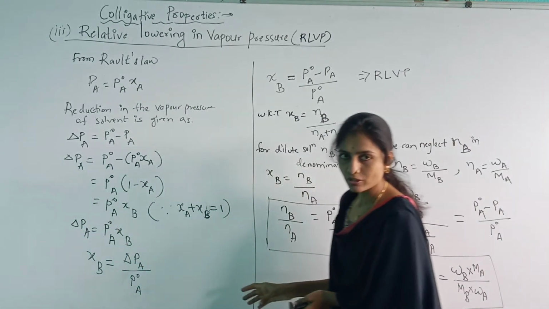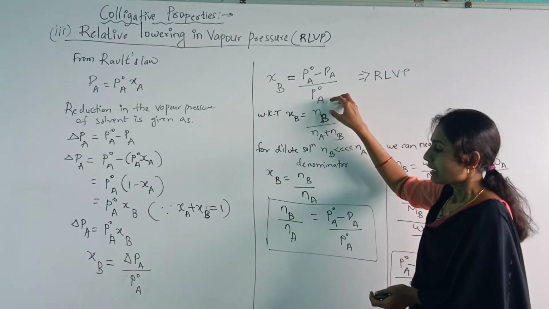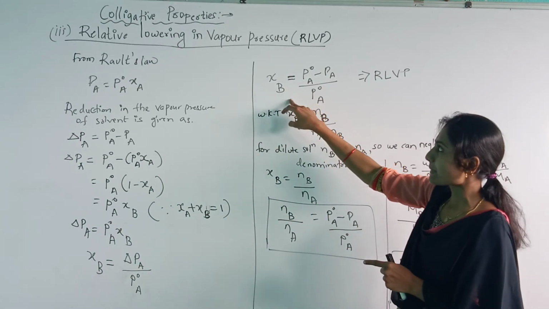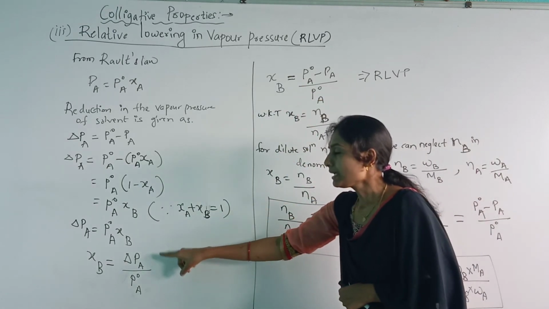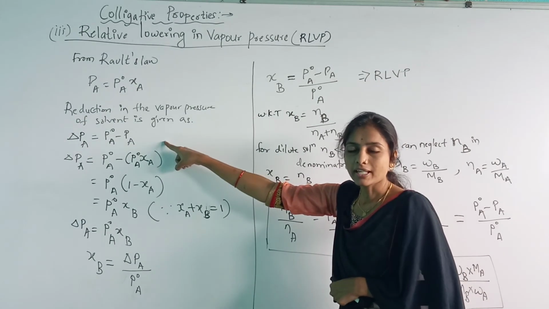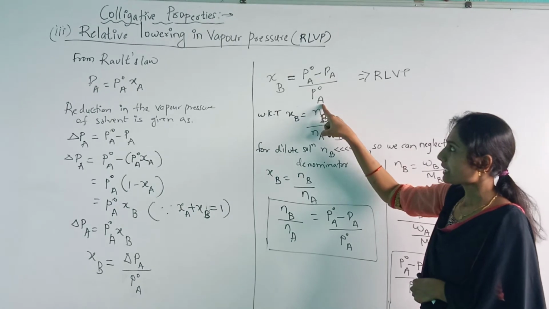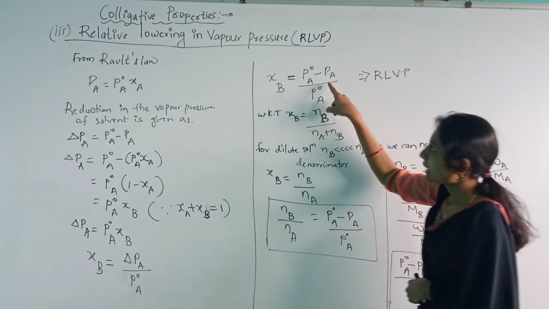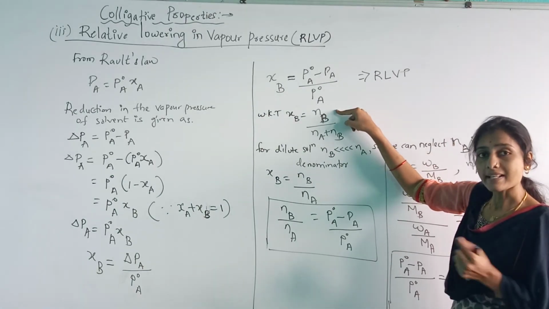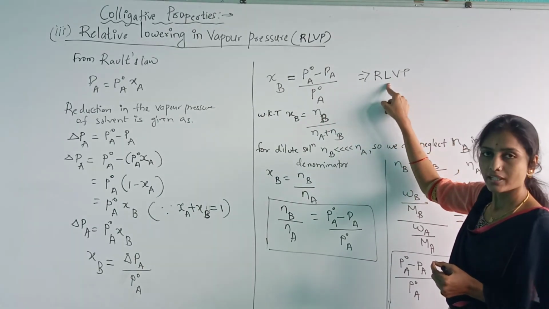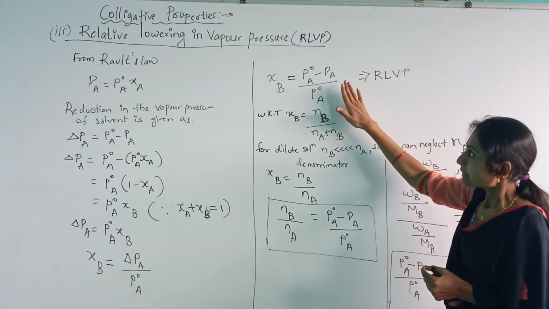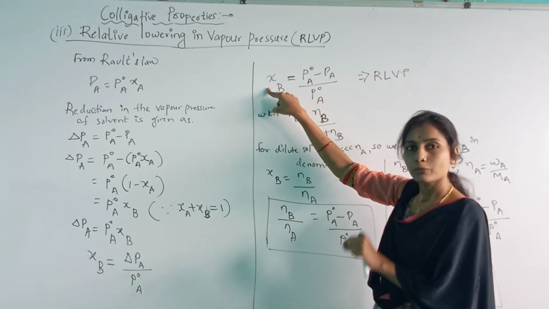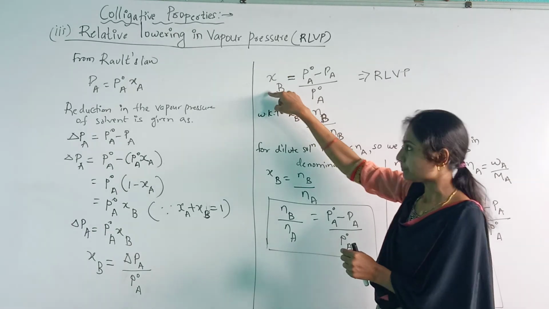Again the rearrangement of the terms. XB is equal to, what is delta PA? Delta PA is equal to P naught A minus PA, divided by P naught A. So this term, P naught A minus PA by P naught A, is defined as relative lowering in vapor pressure. That relative lowering in vapor pressure is the mole fraction of solute.